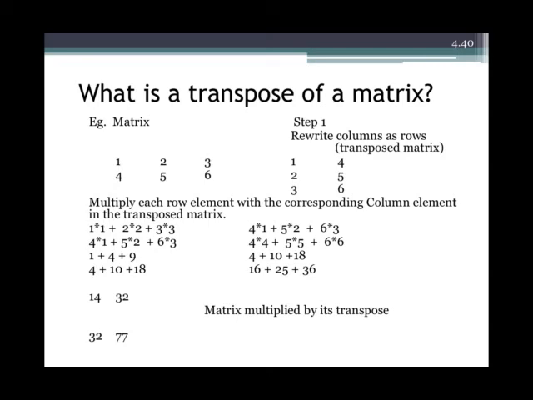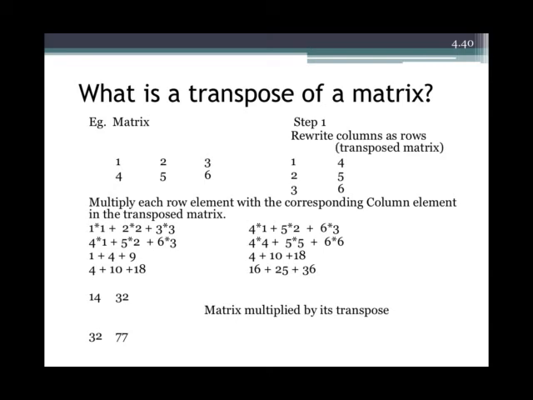Now let's go to the second column of the transpose matrix. Take the first row of the original matrix, which is 1, 2, 3. The transpose matrix column is 4, 5, 6. We'll have 1 into 4 plus 2 into 5 plus 3 into 6. And again, take the second row of the original matrix, 4 into 4 plus 5 into 5 plus 6 into 6. Simplifying it, we'll get 4, 10 and 18, 16, 25 and 36.